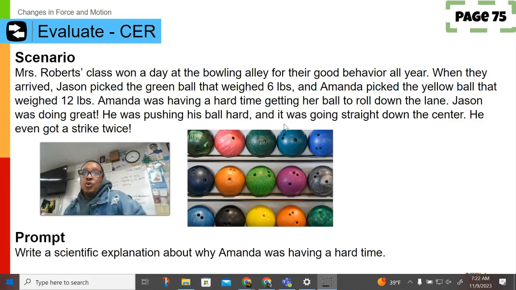Okay, cool. So we got the scenario. Mrs. Roberts' class, they're at the bowling alley. There are 2 students, Amanda and Jason. One has a 6-pound ball, that's Jason. One has a 12-pound ball, that's Amanda. And then it kind of tells us how they were doing.